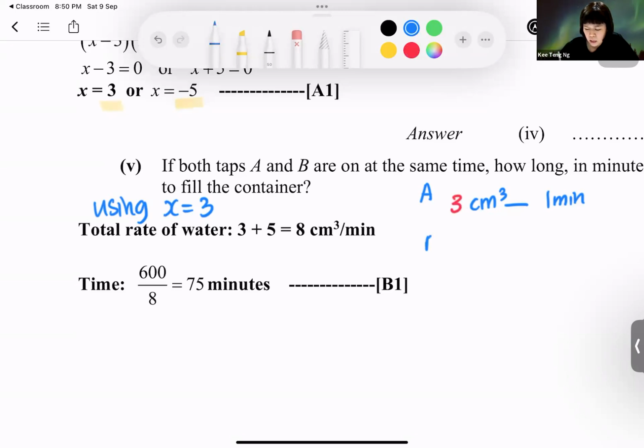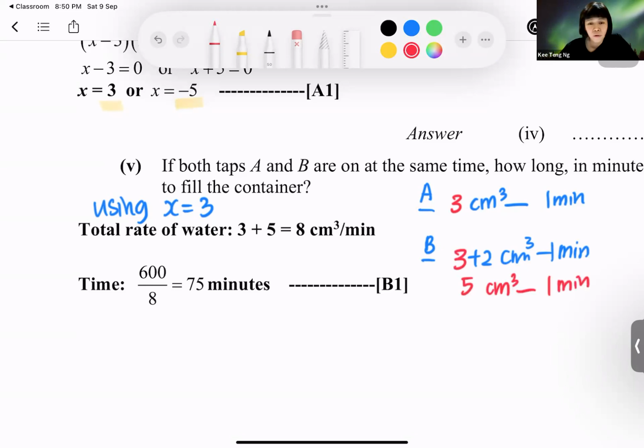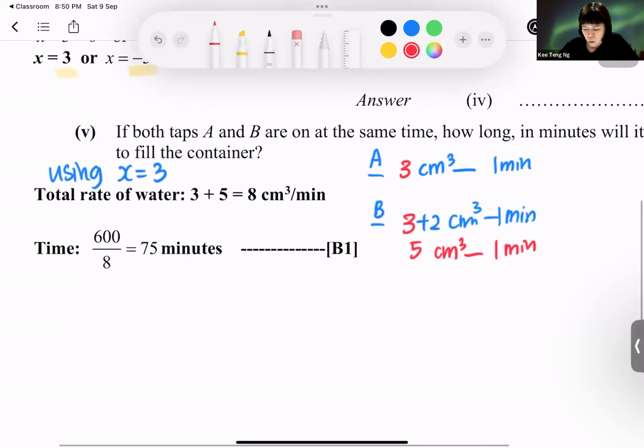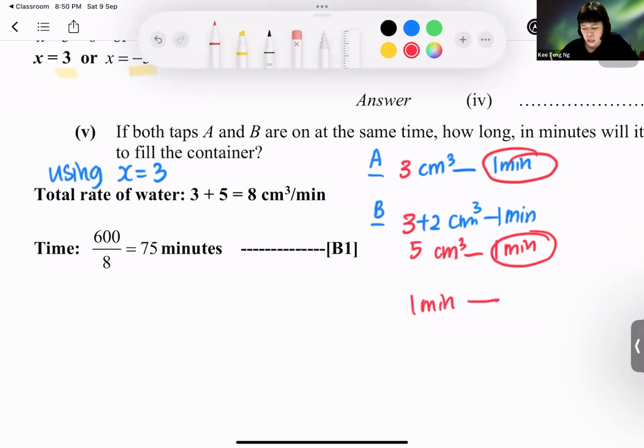For tap B, it was slightly faster, so it's x plus 2 cm cube per minute, right? But now it will become 3 plus 2, which is 5 cm cube per 1 minute. When both of the taps combine together within 1 minute itself, both tap A and B will fill up A plus B, 3 plus 5, which is 8 cm cube of water. So that will be the 8 cm cube per minute.